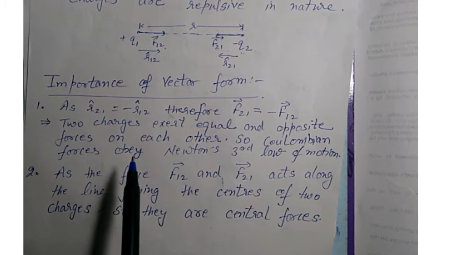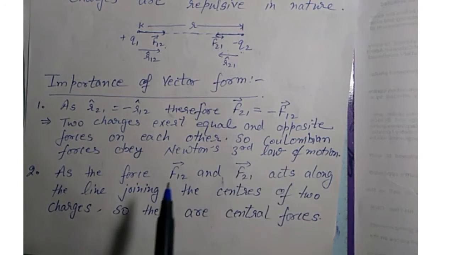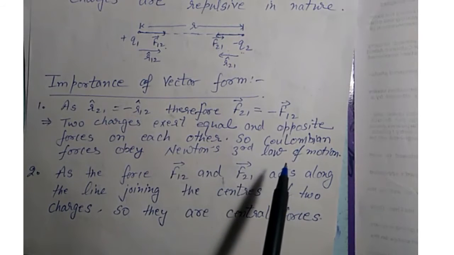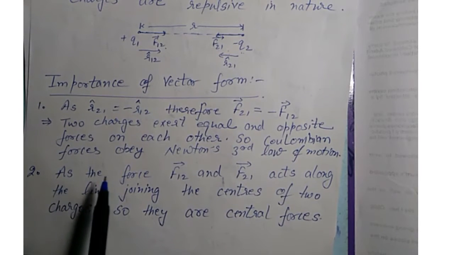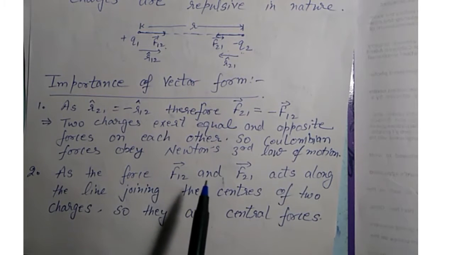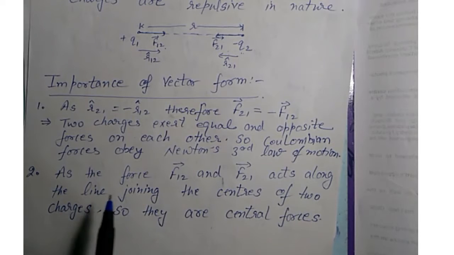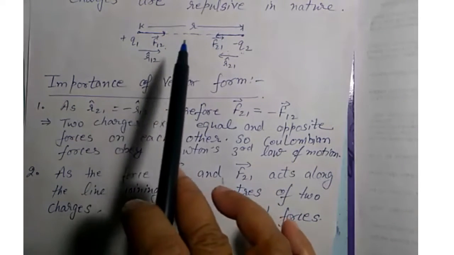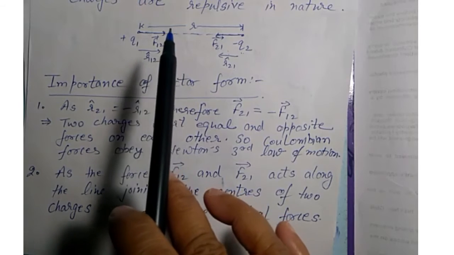So Coulomb forces obey Newton's third law of motion, that is, for every action there is an equal and opposite reaction. The second importance is that the forces F12 and F21 act along the line joining the centers of the two charges, so they are central forces. Thank you.